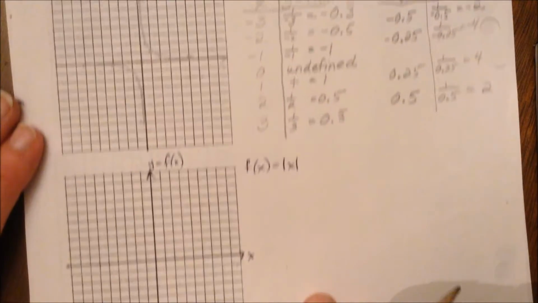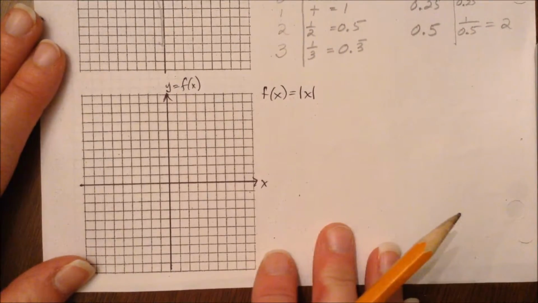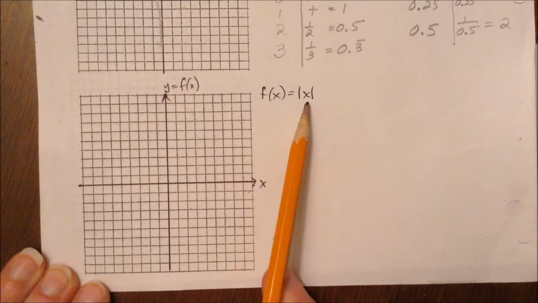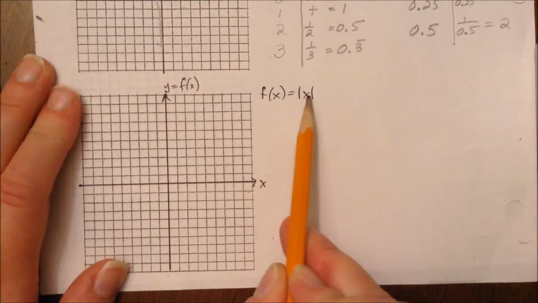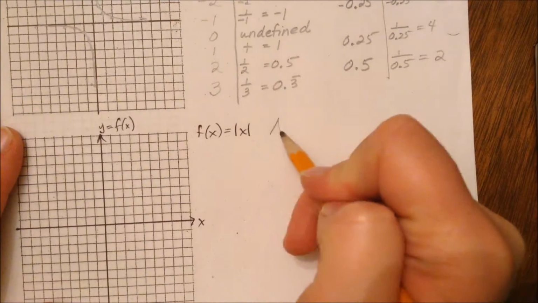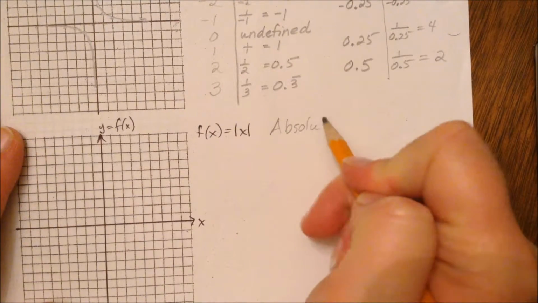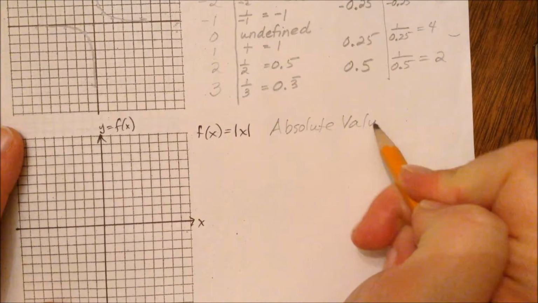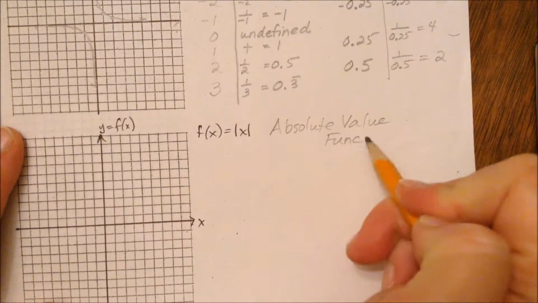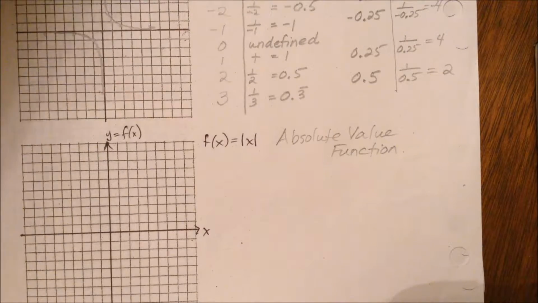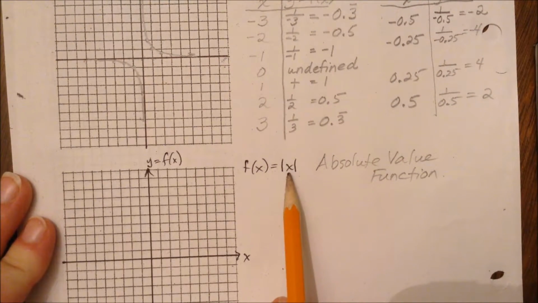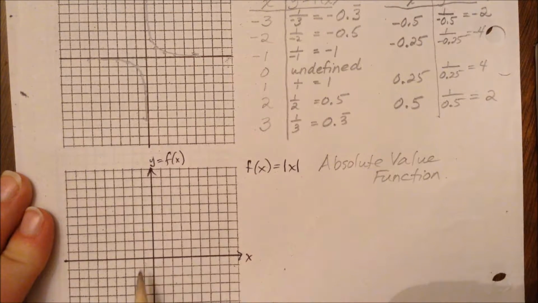Okay, and the last function that we see on this sheet is called the absolute value of x. That's when we have these two lines around the x. So that's called the absolute value function. We're going to be discussing the absolute value function a little bit more in class, but just to give you a general understanding, the absolute value function tells us the distance that x is away from the y-axis.